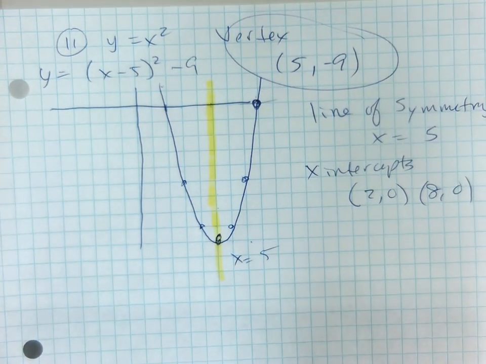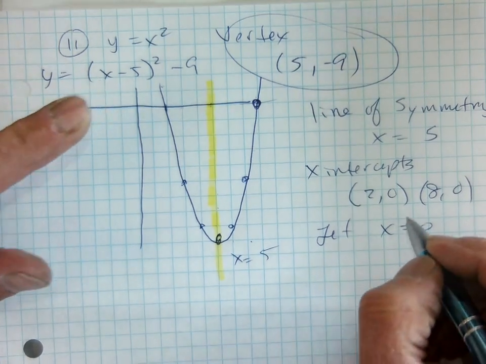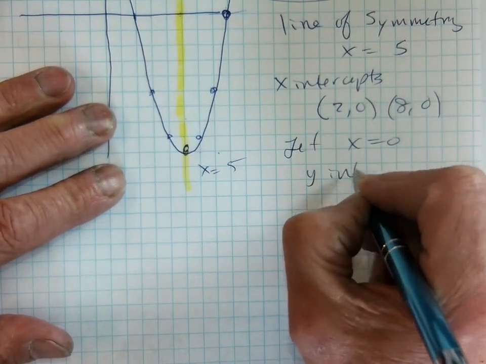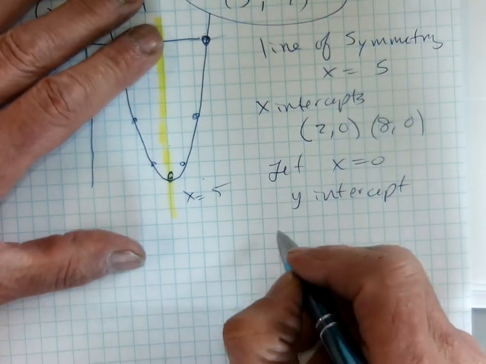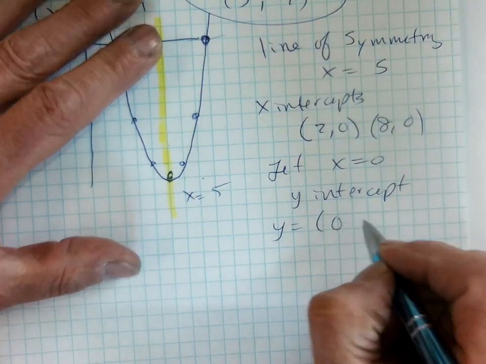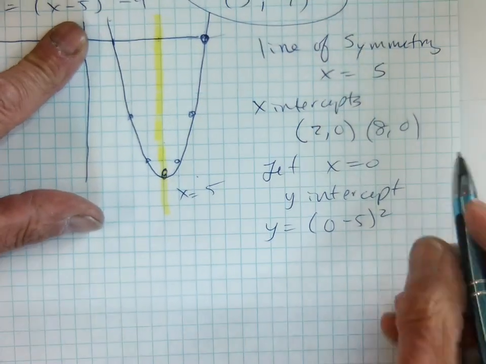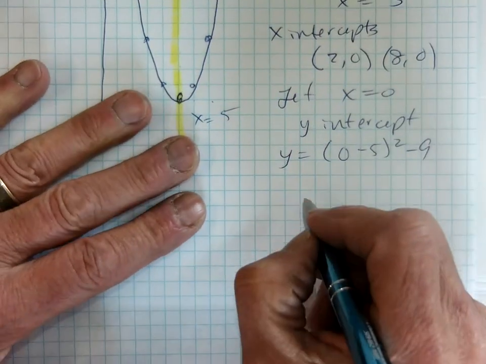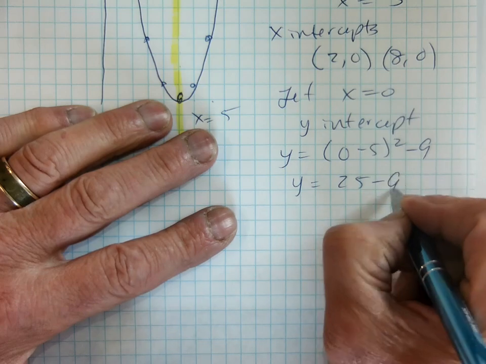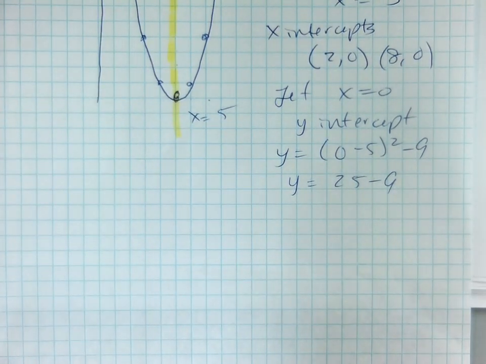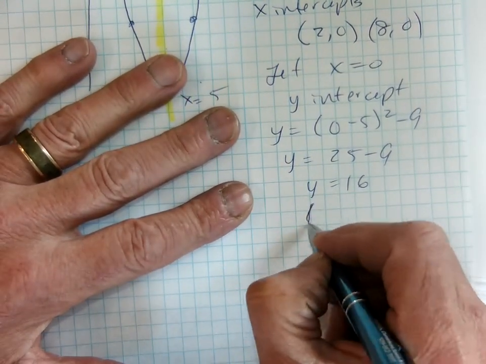But to find the y-intercept, I know x is 0. So let x equal 0 for the y-intercept. I can do that. Okay, so I'm going to go then y equals 0 minus 5 squared. So putting 0 in for x. Minus 9. Let's see, that's going to be y equals 25 minus 9 because 5 squared. And that's going to be what, a 16, right? So my y-intercept is at 0, 16.